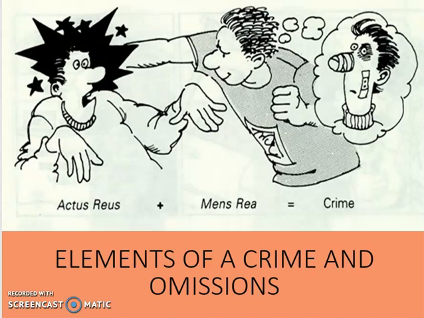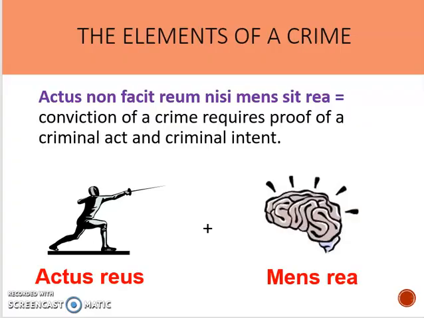Hello everyone and welcome to this video tutorial on elements of a crime and omissions. There are two key elements of a crime that need to be present in order for the defendant to be convicted, and these are the actus reus and the mens rea.